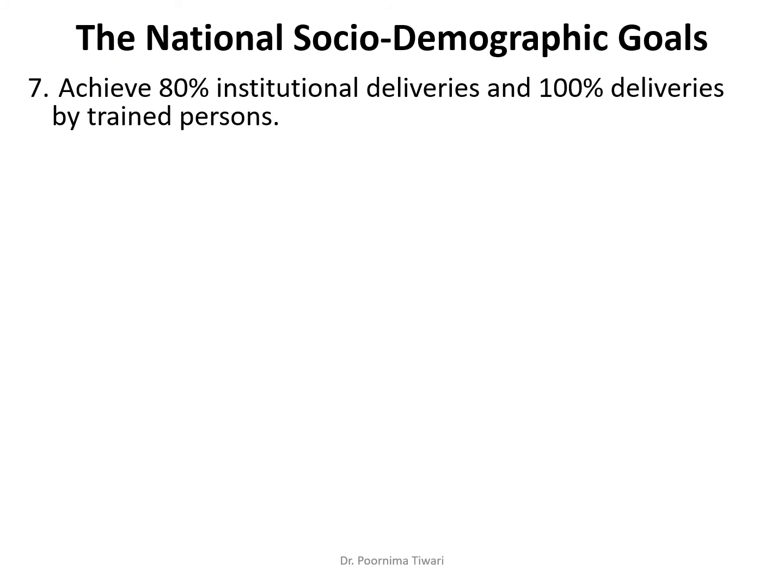Seventh, to achieve 80% institutional deliveries and 100% deliveries by trained persons. Means the deliveries which are occurring, lesser and lesser deliveries to occur at home. More than 80% deliveries to occur in the institution, and have all the 100% deliveries, even if they are occurring at home, to be conducted by a trained person. A trained person means nobody less than an auxiliary nurse midwife.